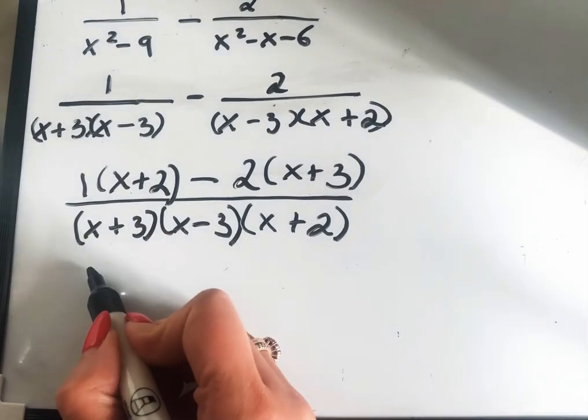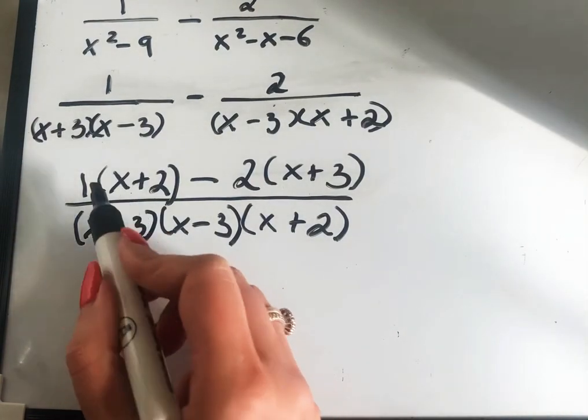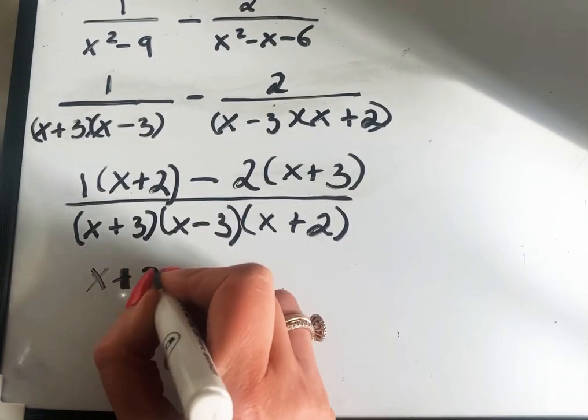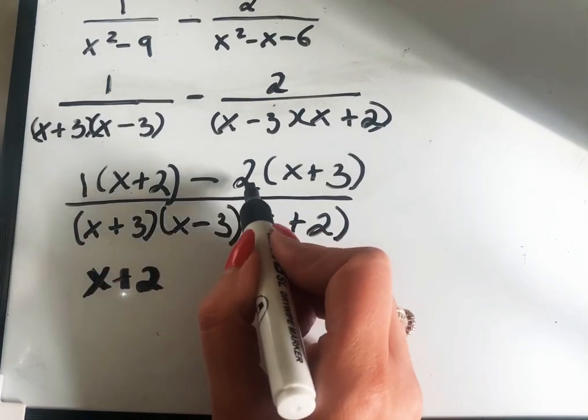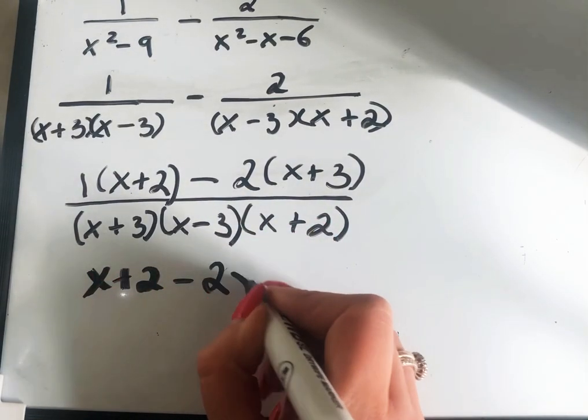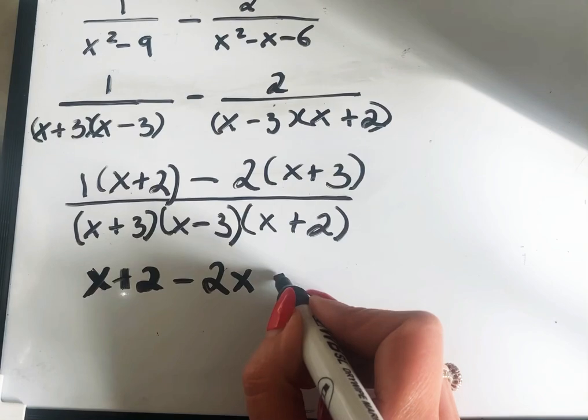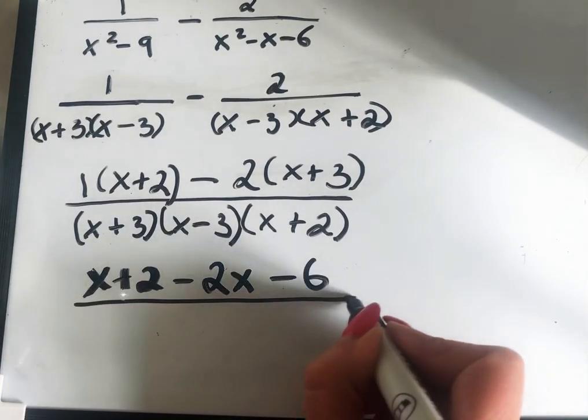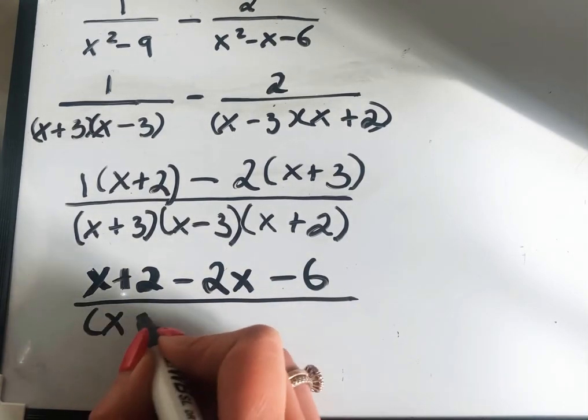So 1 by x is x. 1 by 2 is 2. Minus 2 by x is minus 2x. And minus 2 by 3 is minus 6. All over our common denominator.